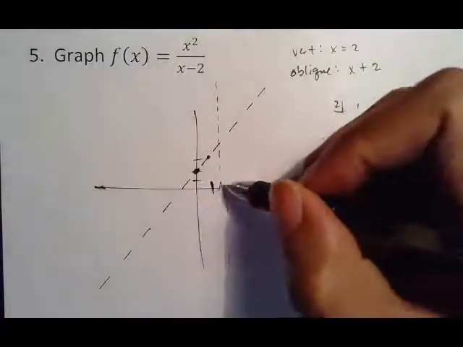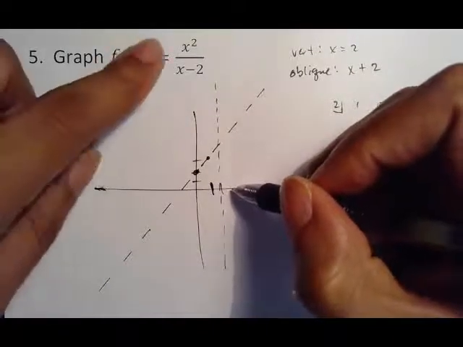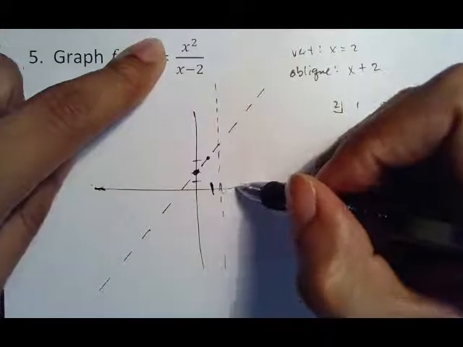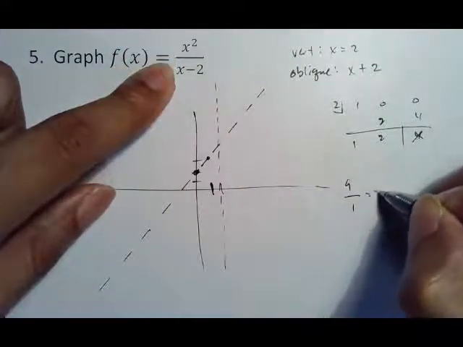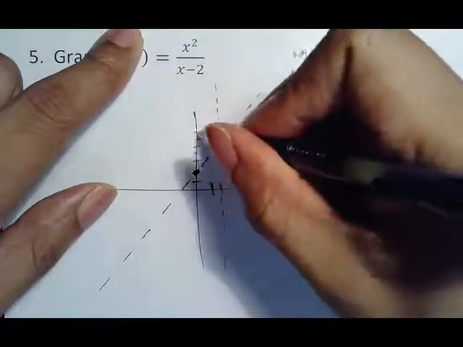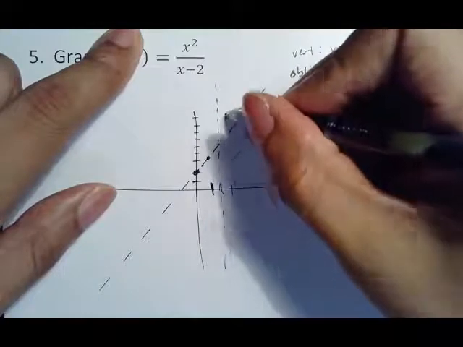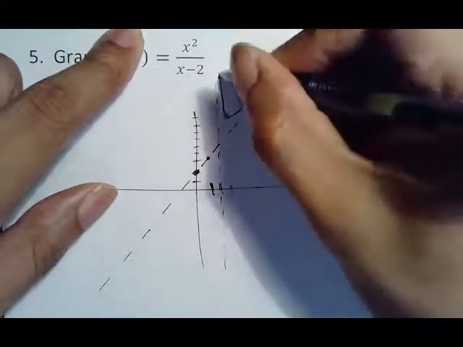So we now pick a point like 3, and again, I think I'm doing much better without a calculator. So we're going to pick a point like 3, and that'll be 9 over 1, which is 9. 1, 2, 3, 4, 5, 6, 7, 8, 9. So I know this is going to do something like that.